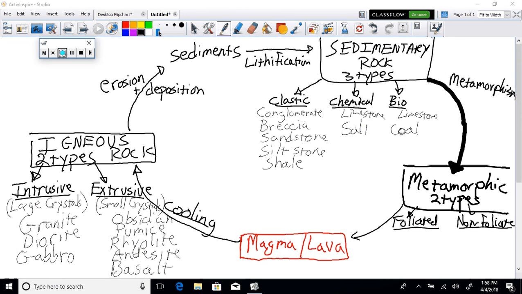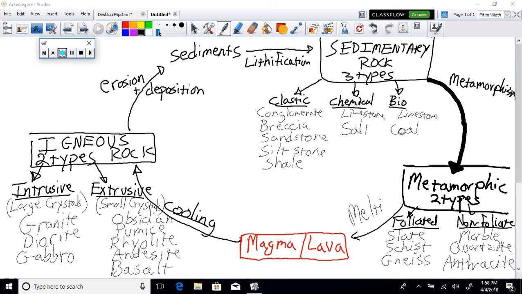Okay, you also need to know the types of each. So foliated, okay, slate, schist, and gneiss. Those are your main types. Slate, schist, and gneiss. And non-foliated, you have marble, quartzite, and anthracite. And you can always begin the cycle again by melting.